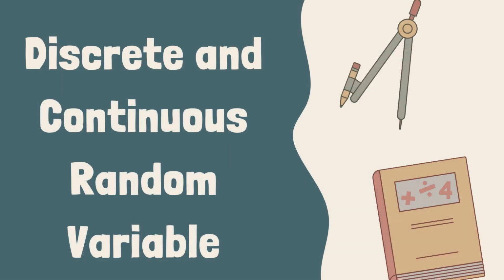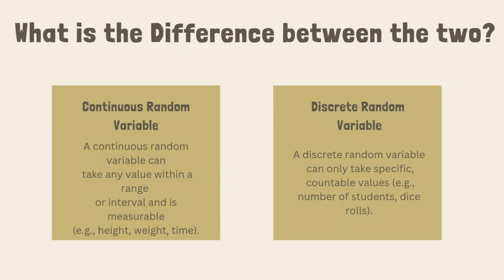Discrete and continuous random variable. What is the difference between the two? The continuous random variable can take any value within a range or interval and is measurable. For example are the height, weight, and time. However, discrete random variable can only take specific countable values. For example are the number of students and dice rolls.